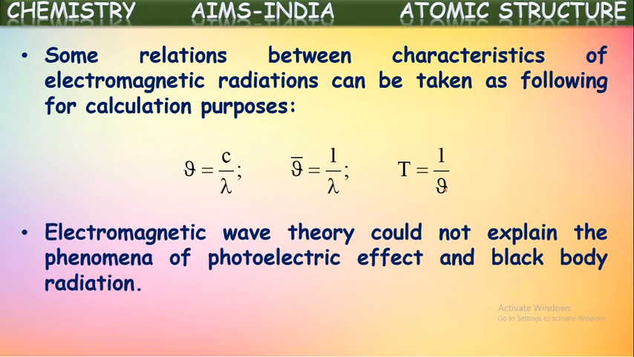Electromagnetic wave theory could not explain the phenomenon of photoelectric effect and black body radiation. Of course, it explains different radiations and their characteristic properties, but this electromagnetic wave theory is restricted. It could not explain phenomena such as the photoelectric effect and black body radiation.